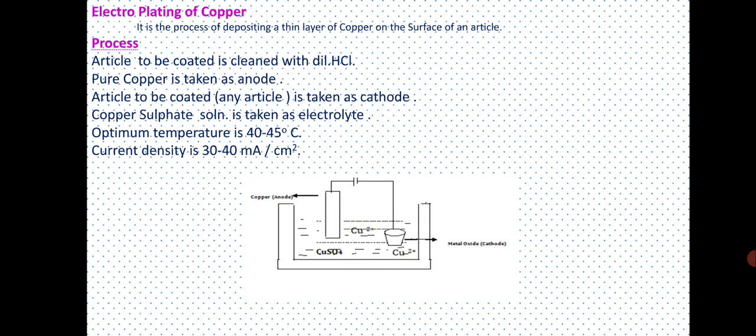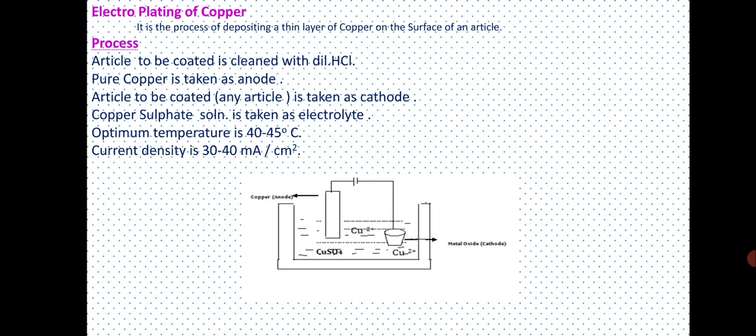Example, electroplating of copper. It is a process of depositing a thin layer of copper on the surface of the article. Process: the article to be coated is cleaned with dilute HCl. Pure copper is taken as anode. The article to be coated is taken as cathode. Copper sulfate solution is taken as electrolyte. The temperature is 40 to 45 degrees centigrade. Current density is 30 to 40 milliampere per centimeter square.